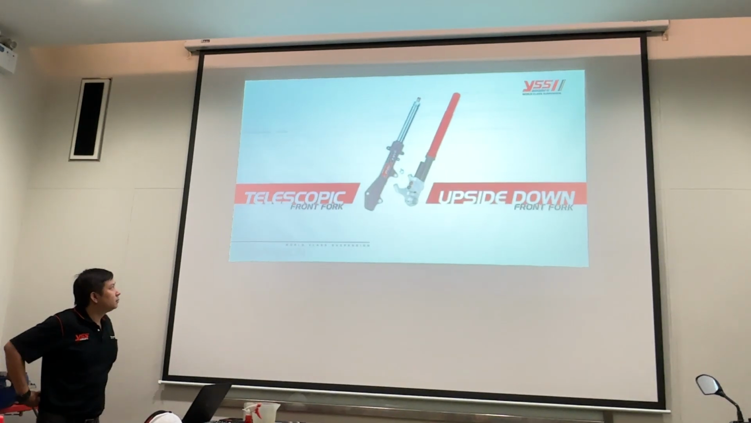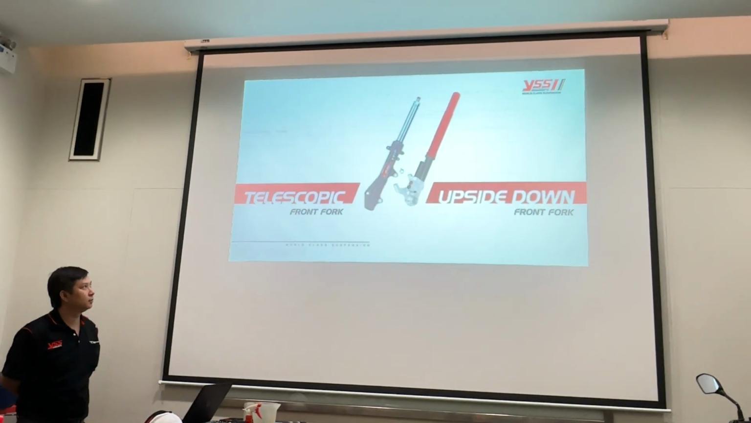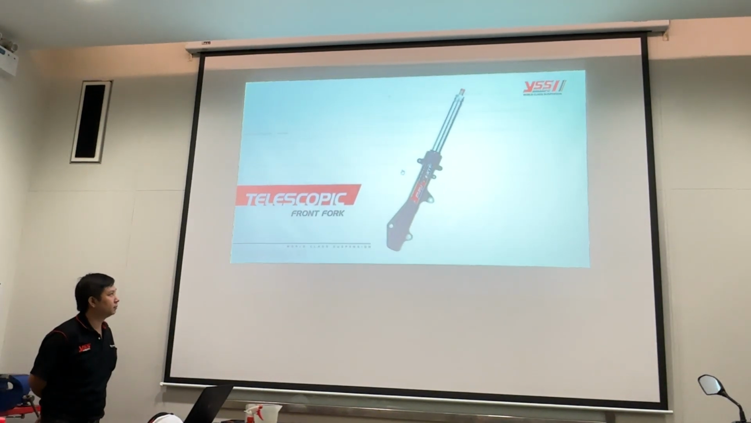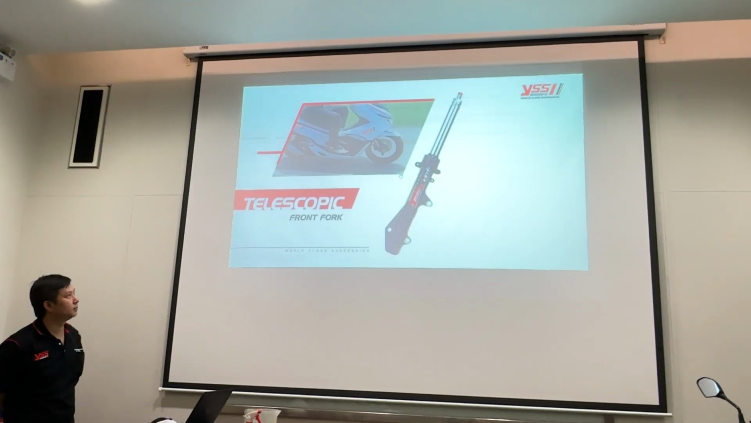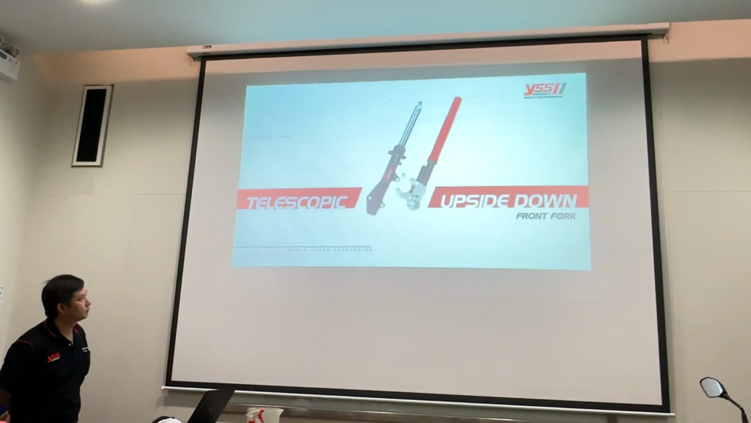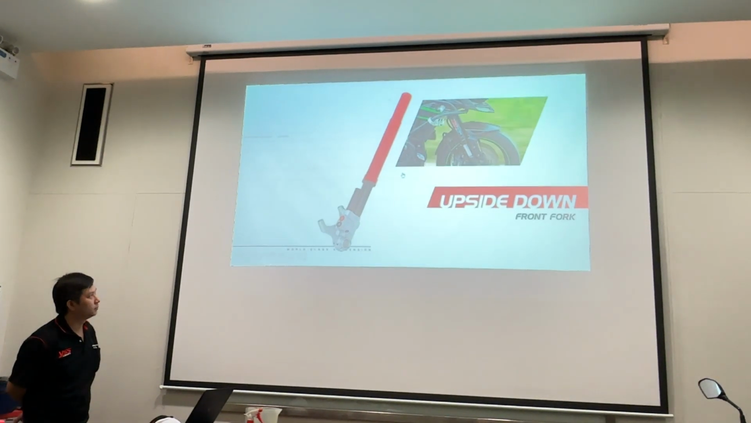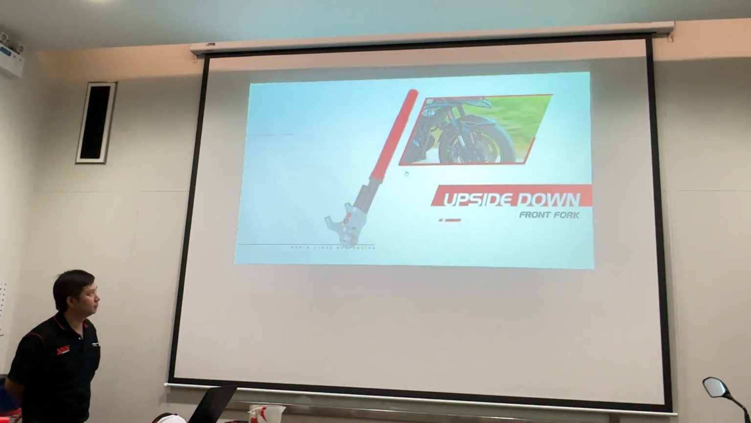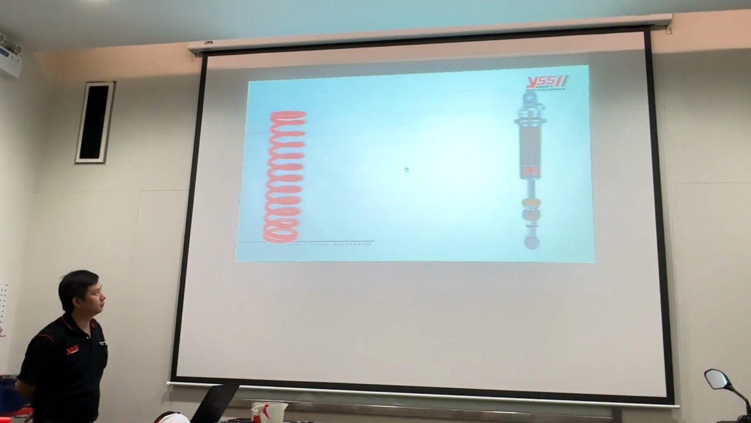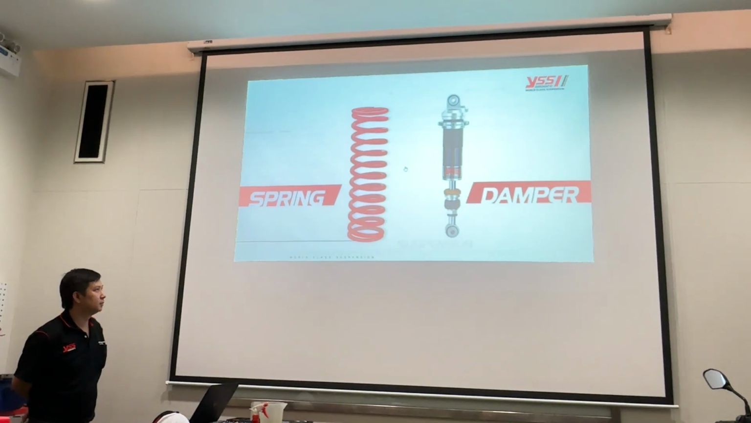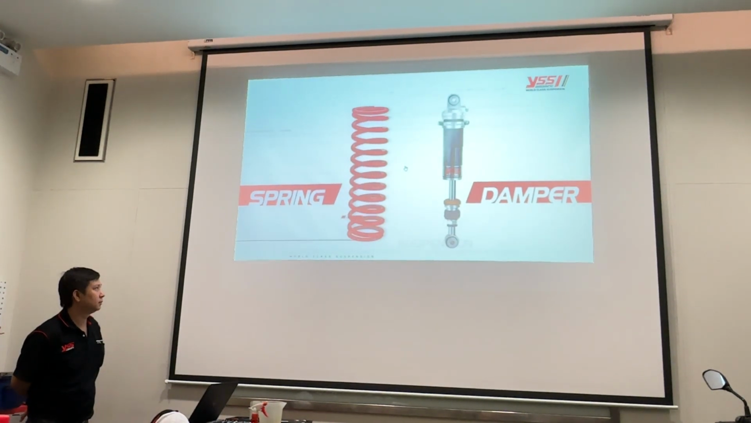Front fork absorber is divided into two types, which are 1. Telescopic front fork is front shock absorber system, which has fork tube at the top and outer tube at the bottom. 2. Upside down front fork is shock absorber system, which has outer tube at the top and fork tube at the bottom. The components of shock absorber are spring and damper.